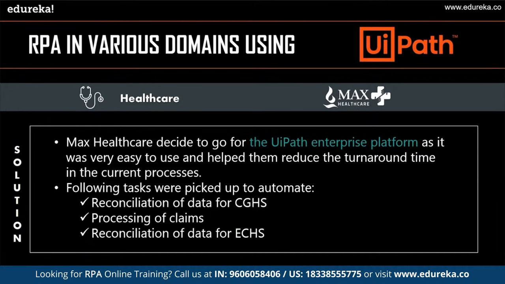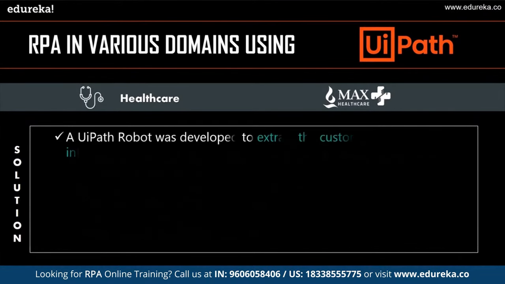For the CGHS and the ECHS schemes, a new data entry solution was created where a robot would log into the ECHS portal through URLs of different hospitals and third-party administrators, and similar would be done for the other 12 different associated hospitals for CGHS. Now, once the URLs are accessed, the designated robots will be able to read the patient transaction records and validate the status of the entries. On every successful validation of data, the concerned department would be notified through an email. So that's how, guys, Max Healthcare used UiPath.